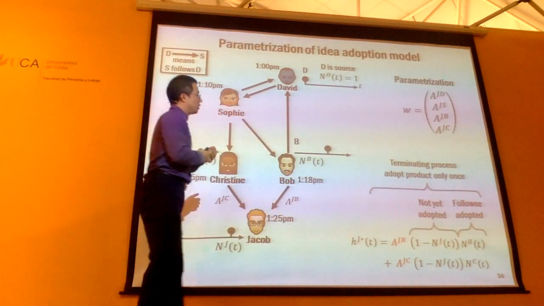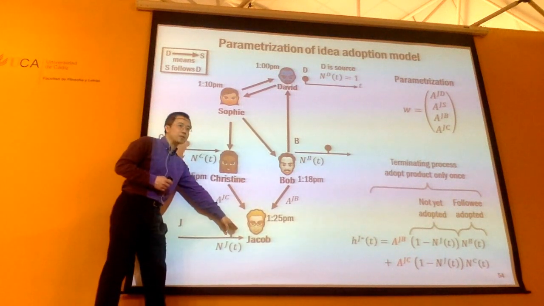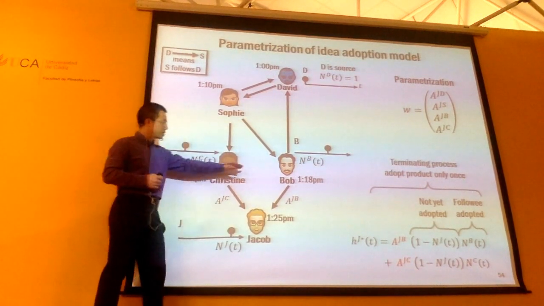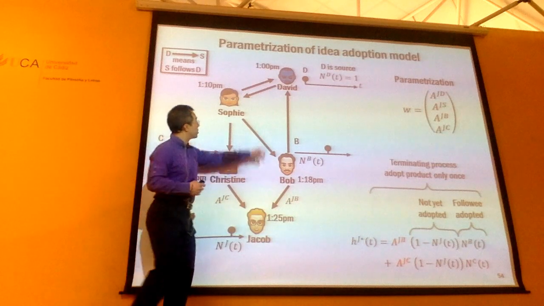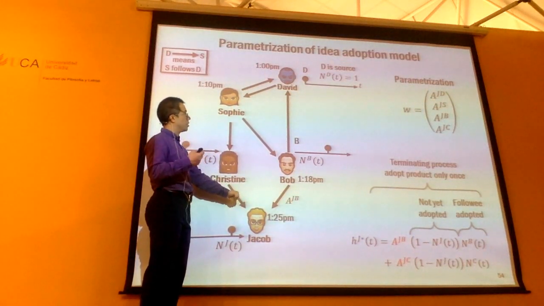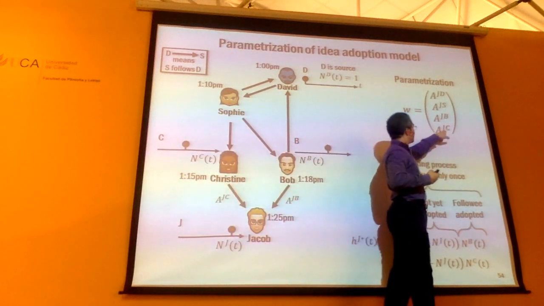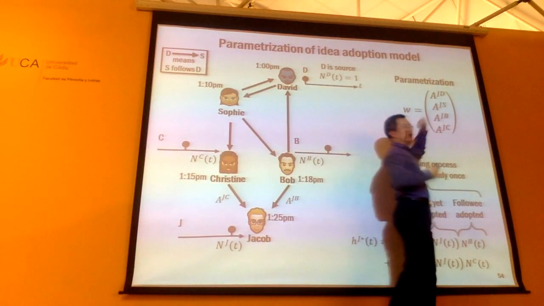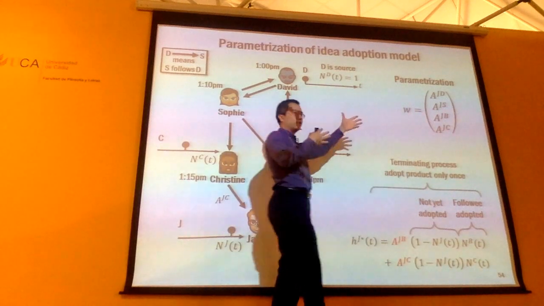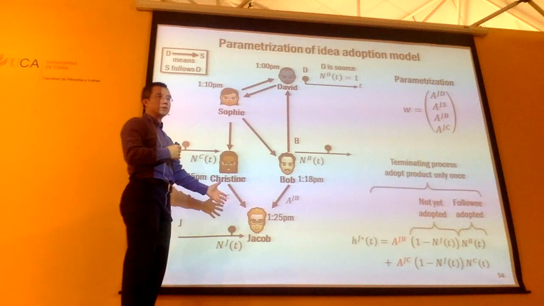So essentially, particularly for Jacob, if you want to estimate the strength of influence for all these parents, Christine, Bob, and potentially, if you don't know whether Sophie is connected to or influencing Bob or not, you also have this corresponding parameter A: AJC, AJB, AJS, AJD, okay? So it's going to be a vector of parameters for Jacob. You want to estimate it from data.